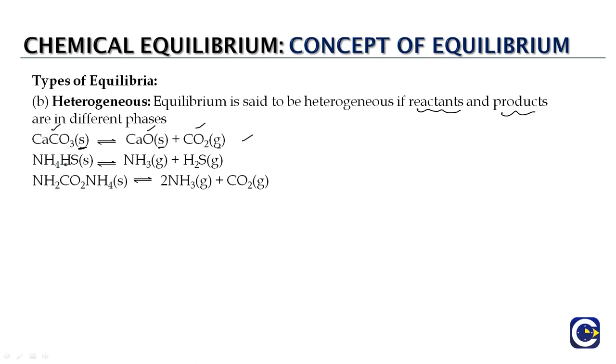And the second one, NH4HS, which is a solid, on dissociation will give us ammonia gas and H2S gas. So this also involves solid as well as gas phases. The third example, NH2CO2NH4, which is a solid, on dissociation gives us ammonia gas and CO2 gas. So this also involves both solids and gases. All these equilibria that we talked about involve more than one phase, and hence we categorize them as heterogeneous equilibrium.